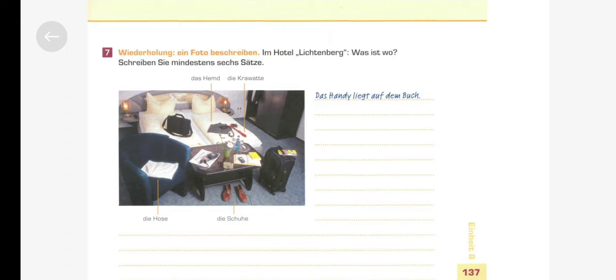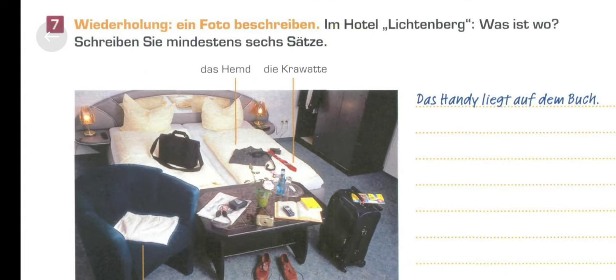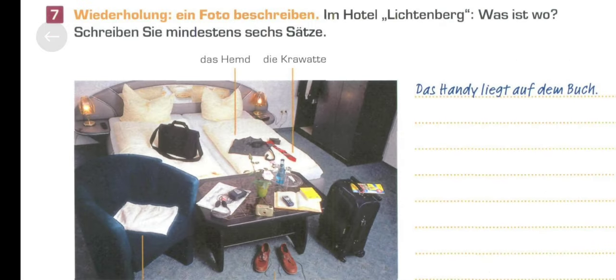So I am just telling you the answers. What else you can see in the picture? You can write like, die Tasche steht auf dem Bett. Das Hemd und die Krawatte. Krawatte is the tie. Die Krawatte liegt auf dem Bett. Die Hose, the trouser, liegt auf dem Sessel.